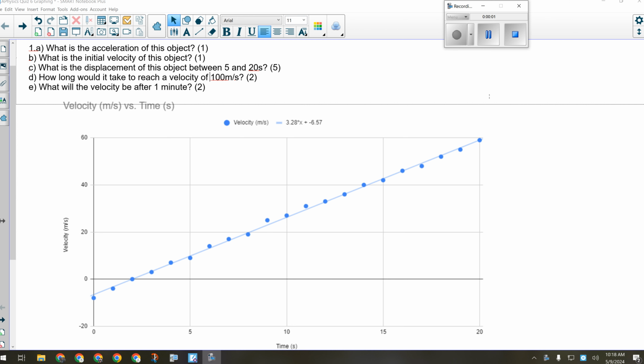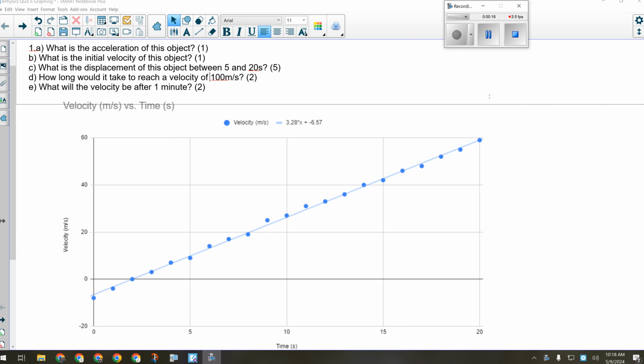Okay, so we're looking for the acceleration of the object. We know that on this graph we have velocity and we have time. So what this graph is showing me is that the velocity of this object is changing over time.